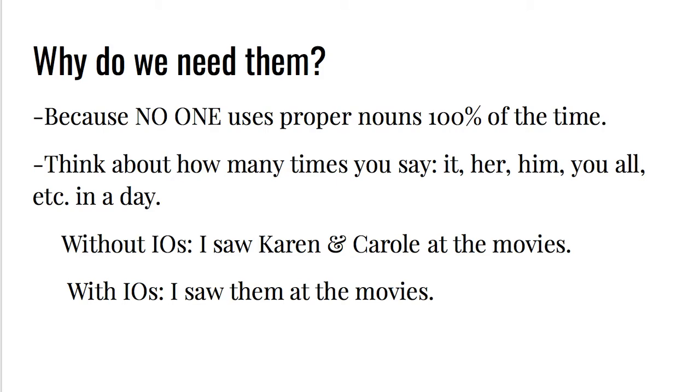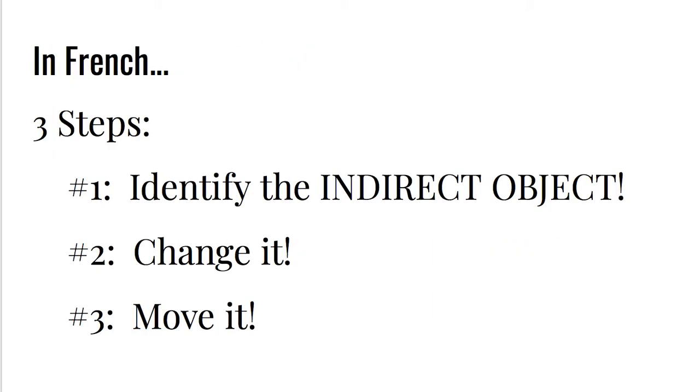What we're going to focus on is identifying the indirect object and then changing it to an indirect object pronoun. There are basically 3 steps. The first is to identify it, so we need to find it in our sentence. The second step is to change it to its indirect object pronoun. And then we need to move it. In the French sentence, it's going to move to a specific location. So you're going to find it, change it, move it. Those are the 3 steps. We're going to walk through them.